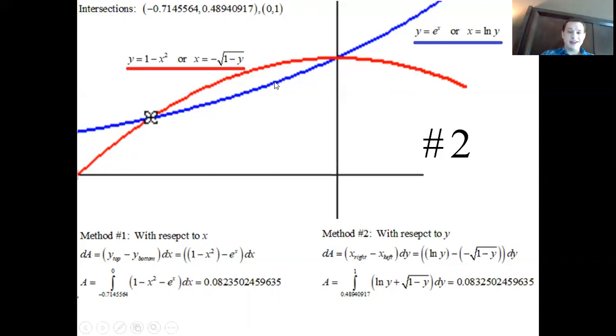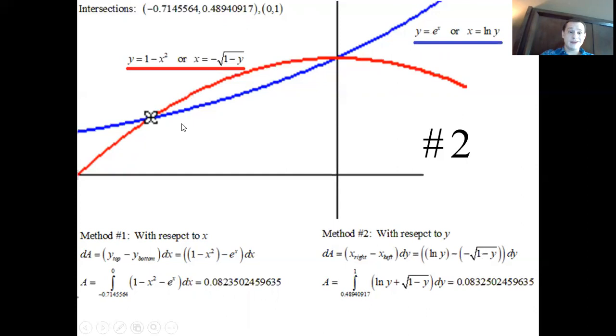Well, it's the x on the right, the x on the blue curve, which is natural log of y, minus the x on the left, which is negative square root of 1 minus y. So you plug that all in: the x on the right is natural log of y, the x on the left is negative square root of 1 minus y. You subtract them, x on the right minus x on the left, to get the total width of that thing. Its thickness is, of course, dy, times dy, and that gives you a little chunk of area, that little slice. And of course, you're going to integrate that, but now you're doing things with respect to y.